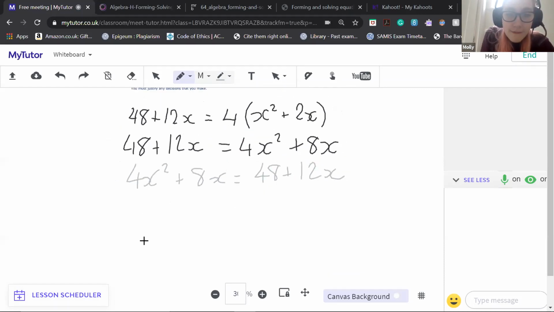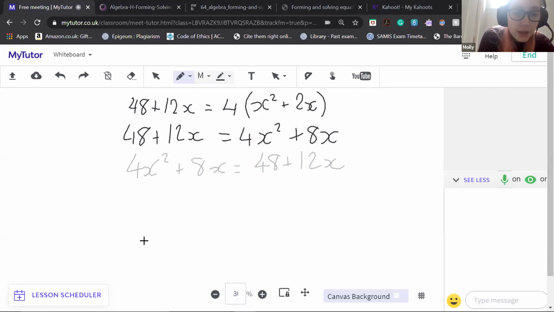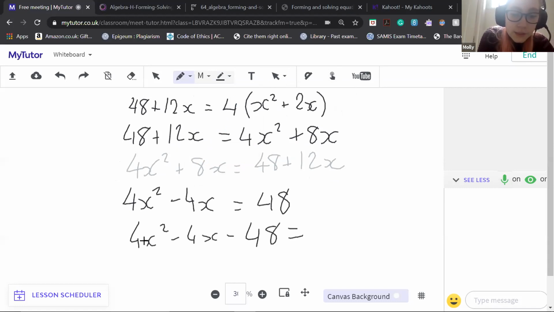Then we move everything to the left. Remember, we want 0 on this side. So let's start off by subtracting the 12x. So this becomes 4x squared. Then we have 8x minus 12x, so that becomes a minus 4x equals 48. Now let's subtract the 48. 4x squared minus 4x minus 48 equals 0.